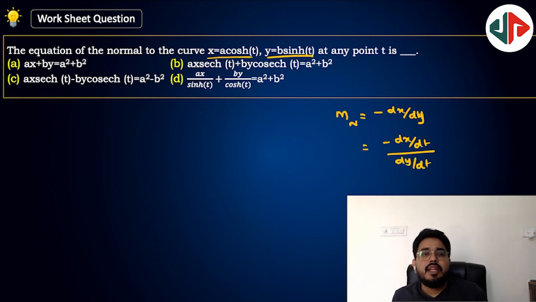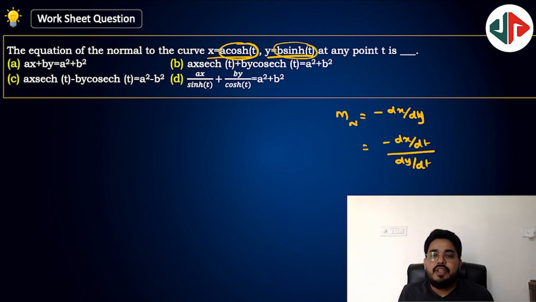Okay. So derivative of cosh x is sinh x. Derivative of sinh x is cosh x. So this is equal to a sinh t by b cosh t. This is the slope of the normal.